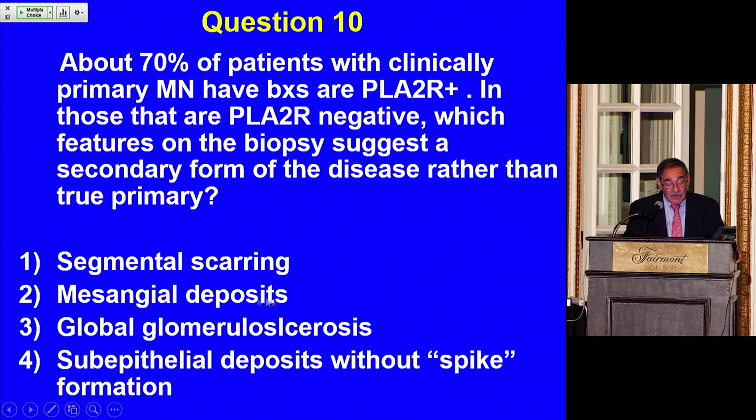Segmental scarring, mesangial deposits, global glomerulosclerosis, subepithelial deposits without spike formation. So one of these, every time I see it, I look up, say to myself, this is interesting. You can have any of these in idiopathic, but one is much more common in secondary. So let's see what you think. We're almost at 50. We're at 50. Good.